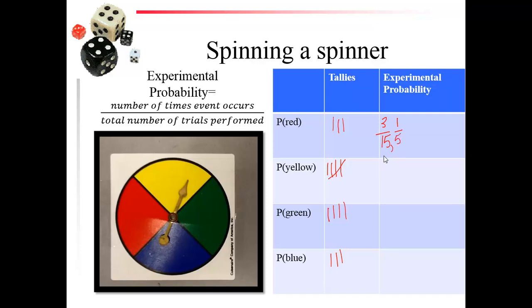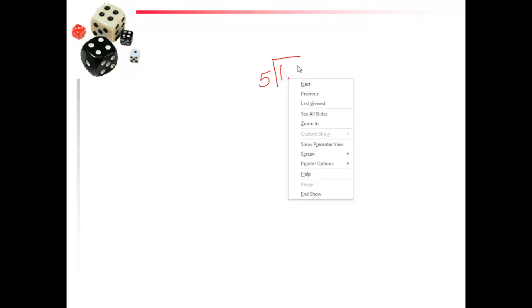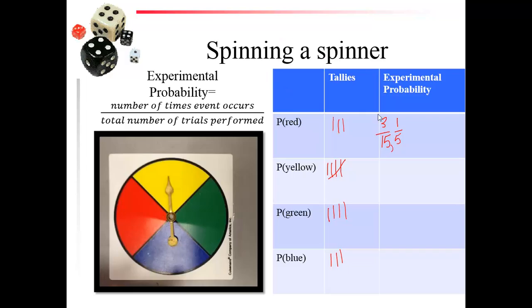Okay, 1/5. To turn it to a decimal, we divide 1 divided by 5. Add a decimal, we add our 0. 5 goes into 10 twice. So as a decimal, you could say it's 0.2, or 2/10. As a percent, 20%.